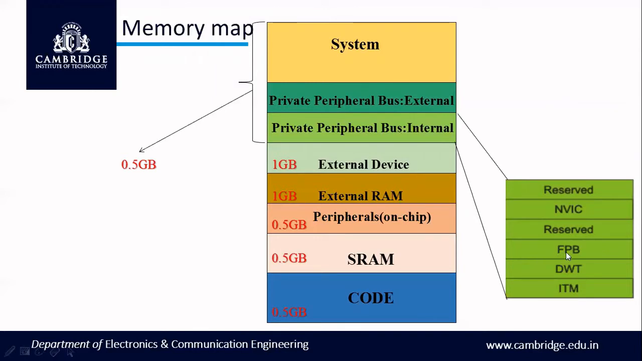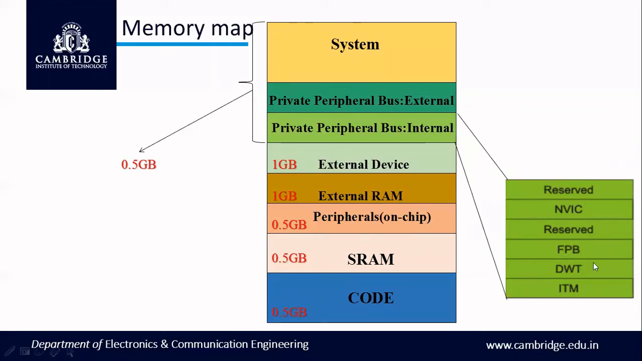FPB stands for flash patch and breakpoint unit. This is used for debug operations. For example, if an instruction at a breakpoint is executed, it can be replaced by another instruction. That means you can implement a patch mechanism in fixed program code.